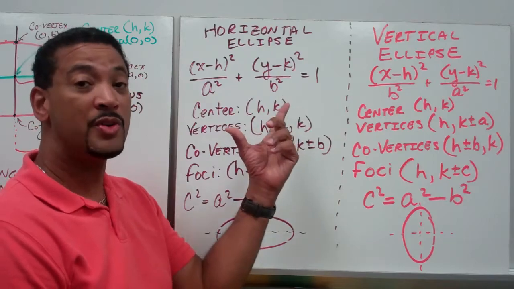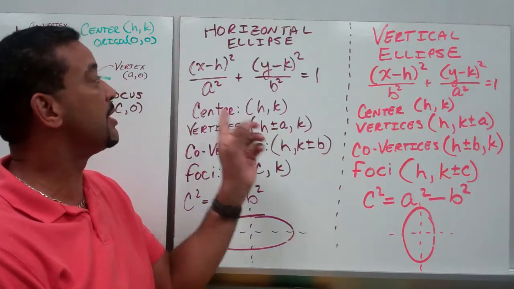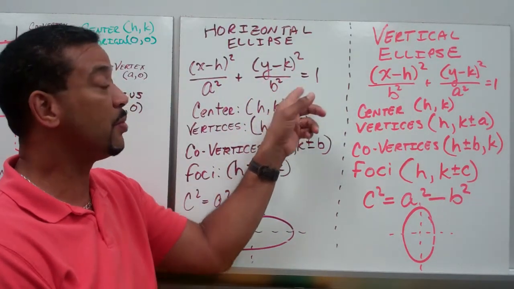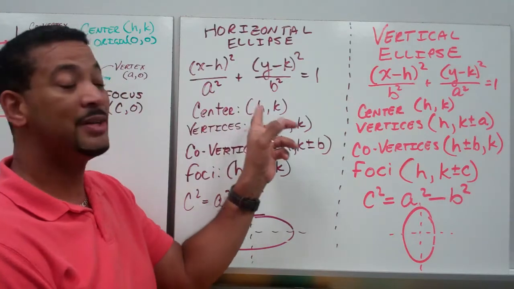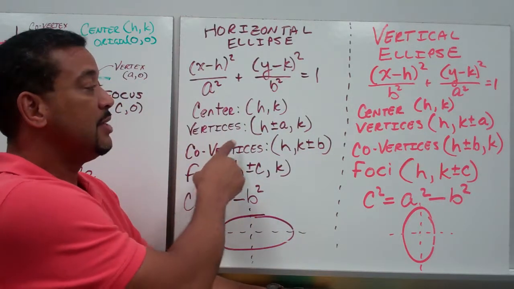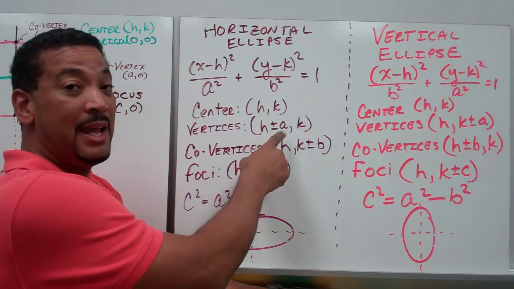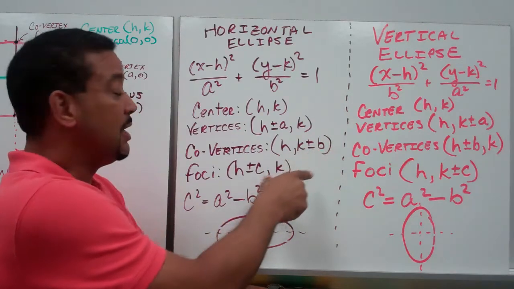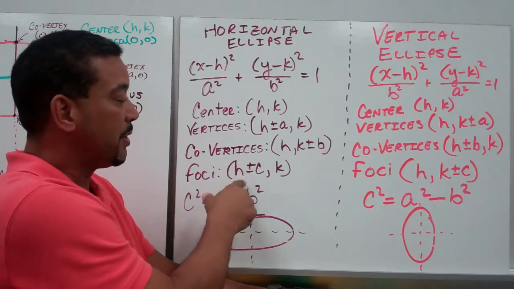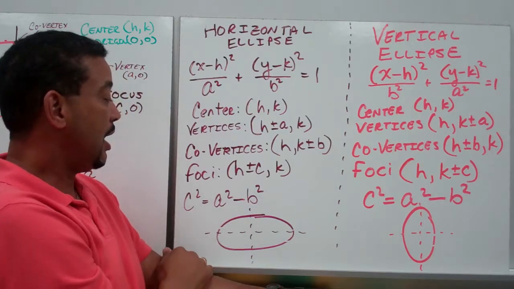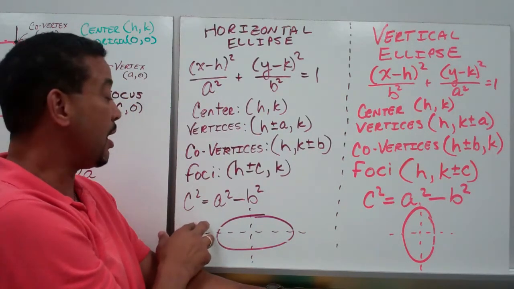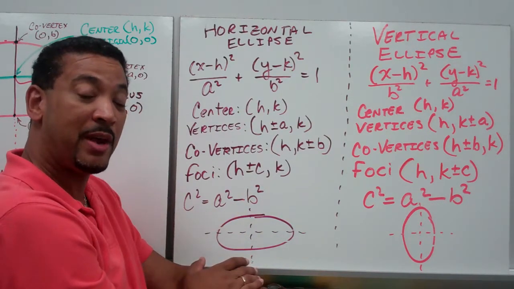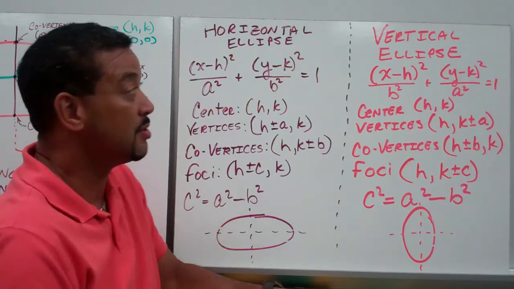Now, a horizontal ellipse has a standard equation that says (x minus h) squared over a squared plus (y minus k) squared over b squared equals 1. Our center is (h, k). Our vertices are (h plus or minus a, k). Our co-vertices are (h, k plus or minus b). And the foci are (h plus or minus c, k). To find c squared, we use c squared equals a squared minus b squared. Don't confuse this with the Pythagorean theorem, because that does throw off a lot of students.